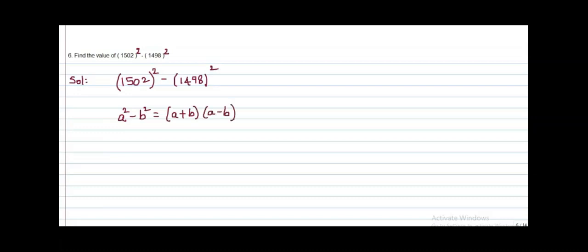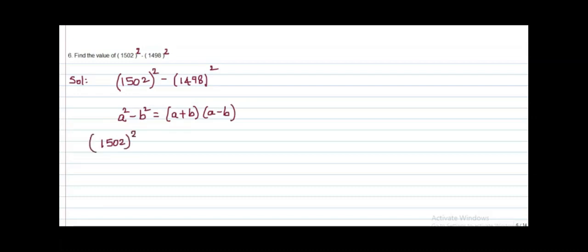Find the value of 1502 whole square minus 1498 whole square. This is to be found. We do not have to find the square of these numbers and then subtract. We have to apply an algebraic formula here. We know that a square minus b square is given by the formula a plus b into a minus b.